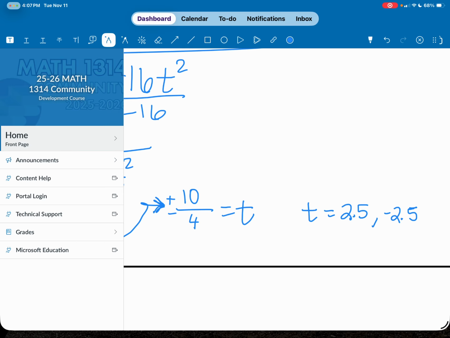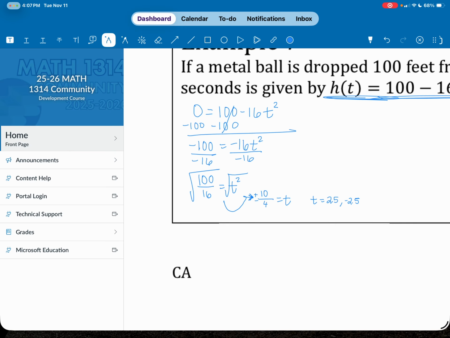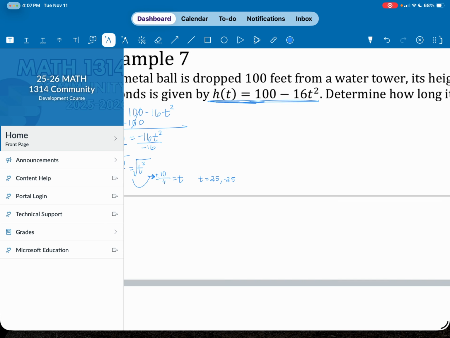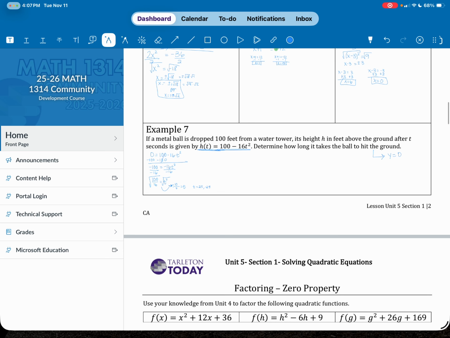Now, one thing we have to think about is the context of this problem. Remember, t was equal to time. So if t equals 2.5 or negative 2.5, can you have a negative amount of time? We can't go back in time, right? So we can't have a negative amount of time. So our only answer here is going to be 2.5.